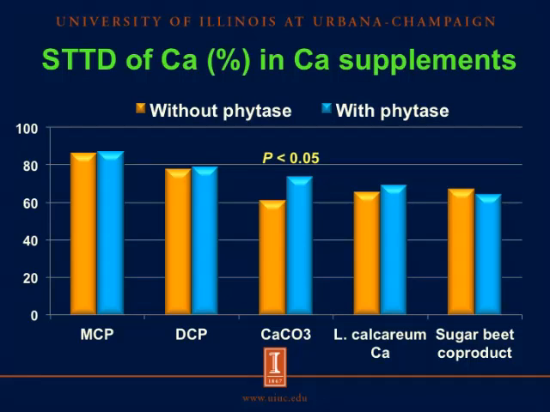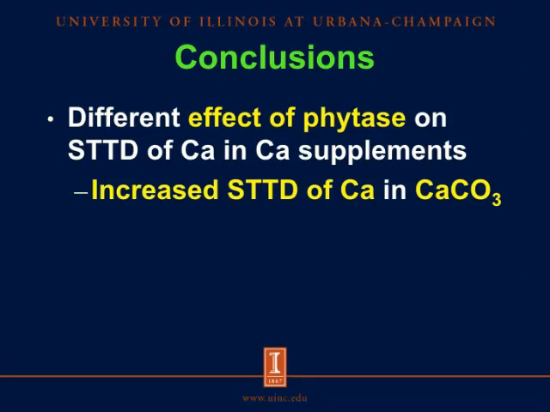This is the STTD of calcium in the calcium supplements without and with phytase, and these values were obtained using the difference procedure. Here we observe that the inclusion of microbial phytase increased the STTD of calcium in calcium carbonate, but phytase did not have an effect on the STTD of calcium in MCP, DCP, L-calcareum calcium, and sugar beet coproduct. In conclusion, the effect of phytase on the STTD of calcium was different in calcium supplements, and microbial phytase increased the STTD of calcium in calcium carbonate.